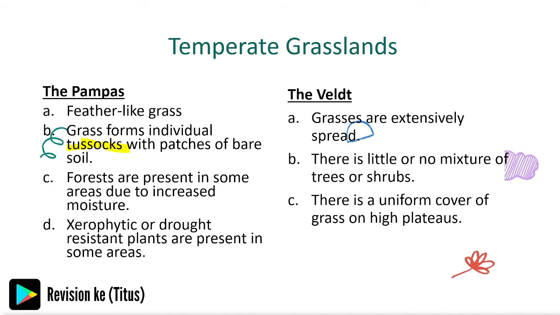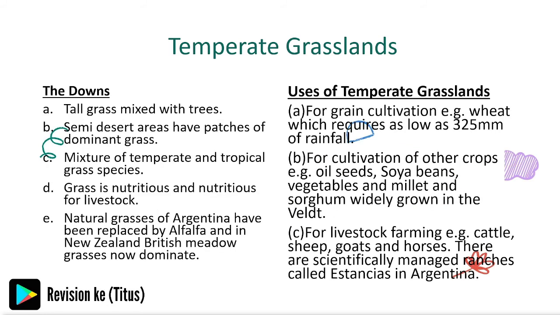Grasslands are extensively spread. There is little or no mixture of trees or shrubs. There is a uniform cover of grass on high plateaus. The dunes have tall grass mixed with trees, a mixture of temperate and tropical grass species. Grass is nutritious and used for livestock.